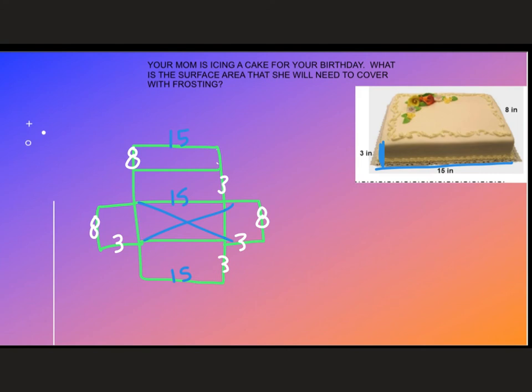We can start by labeling our A's. We can make those our 8 by 15's. We only have 1 of them. Our B's can be 15 by 3's. We have 2 of them. And 2 shape C's are 8 by 3's on the side.